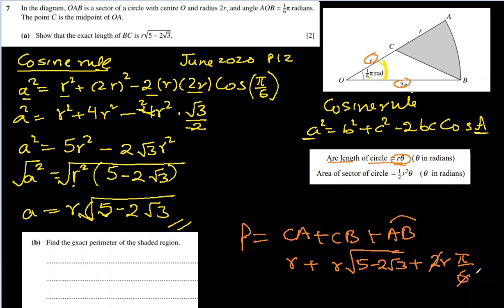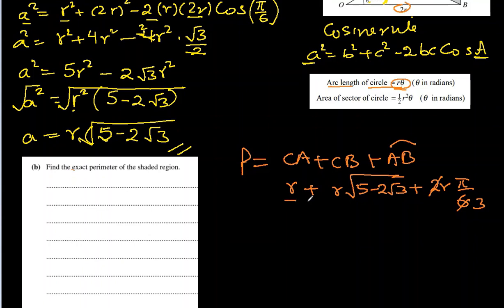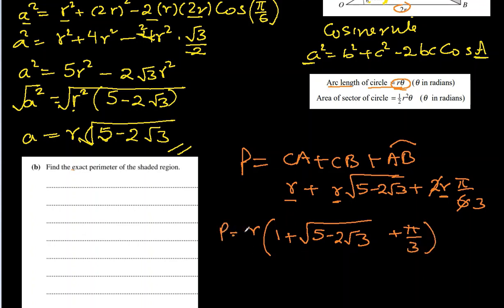So we can cancel this. So we can see that all three parts have r. So take r common. What are we left with? 1 plus square root of 5 minus 2 square root 3, and here it will be pi over 3. That's the perimeter. Okay, let's go to the next one.